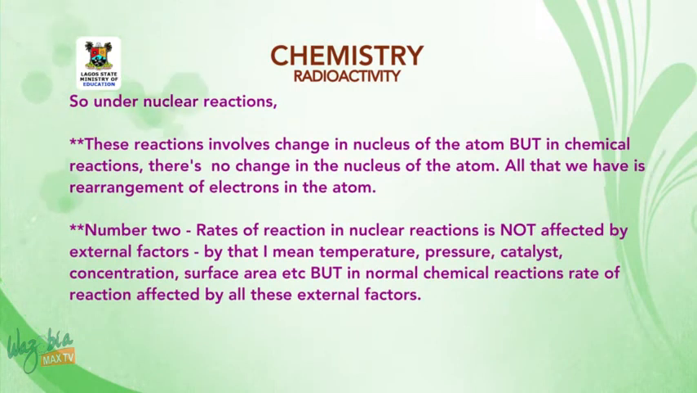So under nuclear reactions, these reactions involve change in the nucleus of the atom. But in chemical reactions, there's no change in the nucleus of the atom. All that we have is rearrangement of electrons in the atom. Number two, the rate of reactions in nuclear reactions is not affected by external factors. By that I mean temperature, pressure, catalyst, concentration, surface area, etc. But in normal chemical reactions, the rate of reactions is affected by all these external factors.